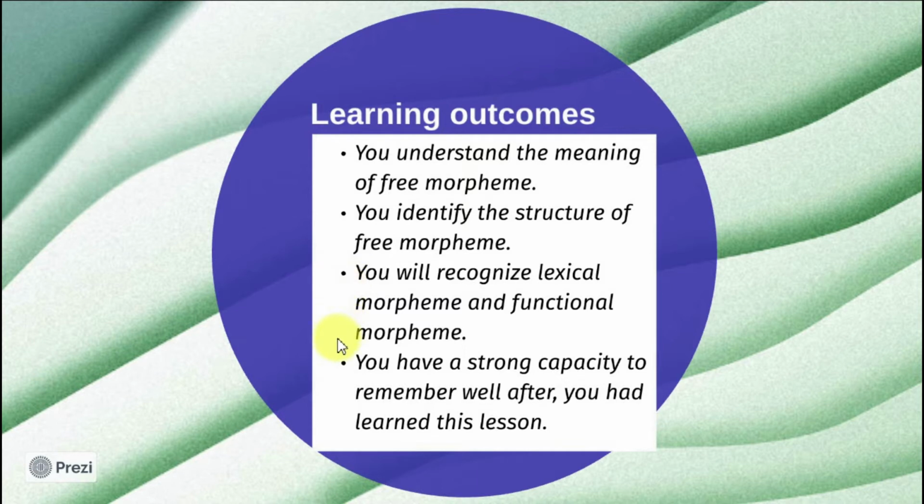The last mark: you have a strong capacity to remember well after you have learned this lesson. And one more mark, I cannot edit it yet. I will tell you about the source of where a free morpheme comes from. That is the learning outcome that most people want to get. I guarantee everything is about the free morpheme: what a free morpheme is, the structure of the free morpheme, and what the free morpheme comes from. I can add the source of the free morpheme.